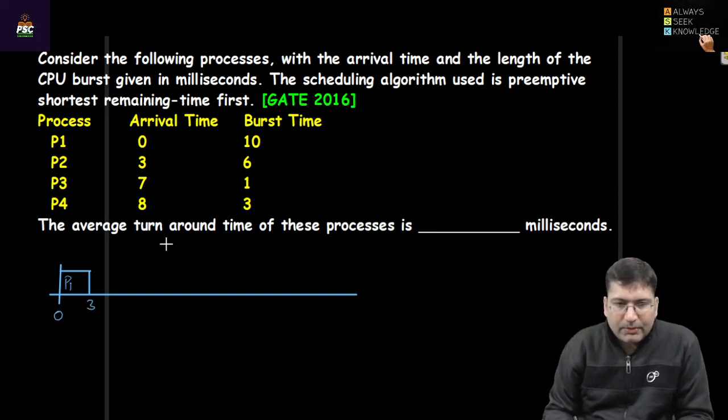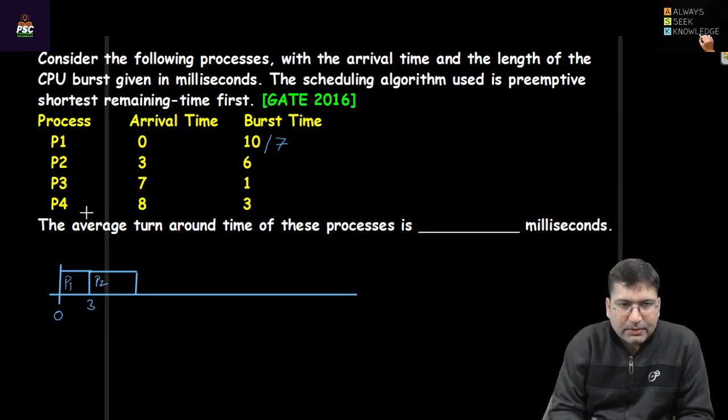Now at this moment 3, P1 already consumed 3 units of cycle, so it is requesting 7 CPU cycles, and P2 has arrived, requesting 6. Based on this comparison, P2 is requesting fewer cycles than P1, so P2 will be scheduled here. And P2 can execute till 7 units of time, because till 7 no other process is arriving. So let's say this is 7.